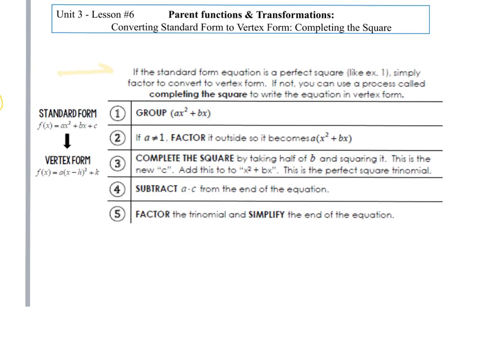Okay, looking here at the top, it says if the standard form equation is a perfect square trinomial, like we're going to have in example 1 and very similar to what we did in those first 4 examples, we simply have to factor to convert to vertex form. There's no tricks to it, basically. If it's not a perfect square trinomial, meaning it's not the same 2 numbers that multiply to the last value and add to the middle, then we have to use a process called completing the square to write the equation in vertex form.